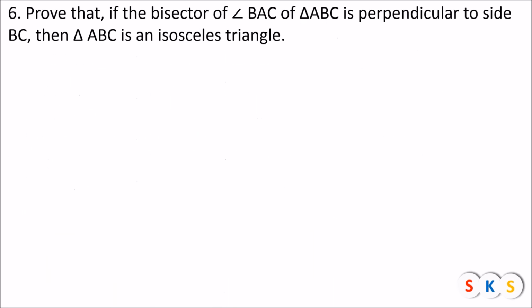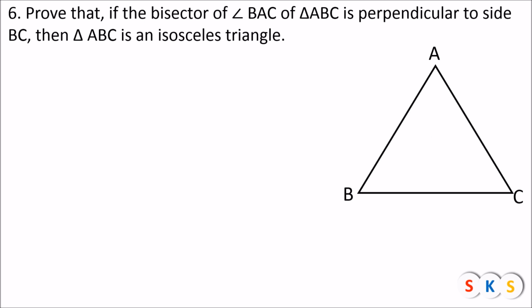Here we have the next question. Prove that if the bisector of angle BAC of triangle ABC is perpendicular to side BC, then triangle ABC is an isosceles triangle. So first we will make a triangle ABC. You can see here we have a triangle ABC. Now we will draw the bisector of angle BAC. Here AD is the bisector of angle BAC, and that bisector is perpendicular to side BC. You can see in this figure ray AD is perpendicular to the side BC. Correct?